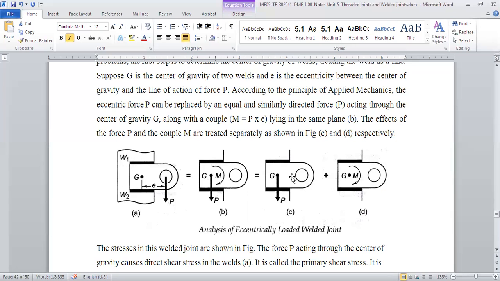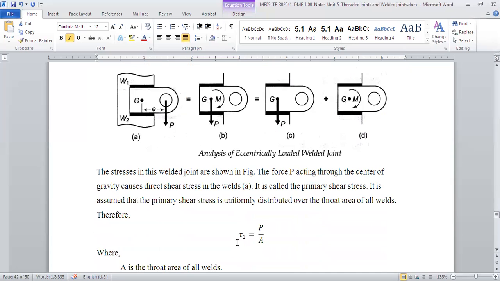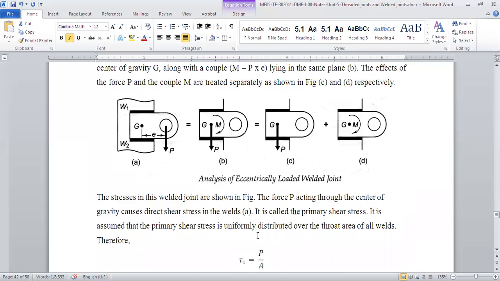Which has to be balanced, right? So we can resolve this case in A, where we have 2 welds and the load is at eccentricity E. We can resolve that into the addition of 2 things: one is load P plus moment M. Are you getting my point? And that moment M is equal to load into eccentricity, P into E. Okay, clear?